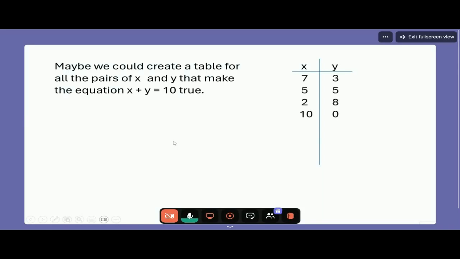There's the ones we did already. These are all solutions to the equation. 7 plus 3 is 10, 5 plus 5 is 10, 2 plus 8 is 10, 10 plus 0 is 10. What if we reverse those? Because that 0 is a pretty easy one to think about, right?